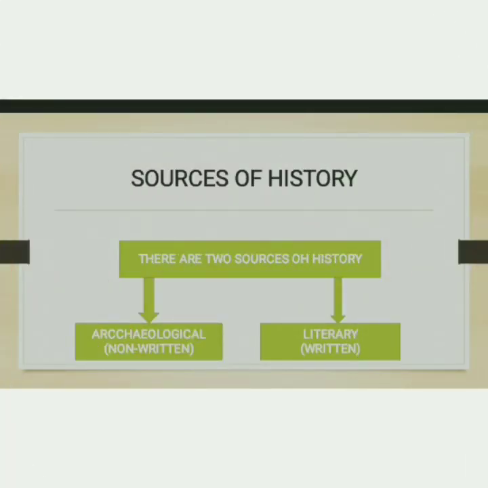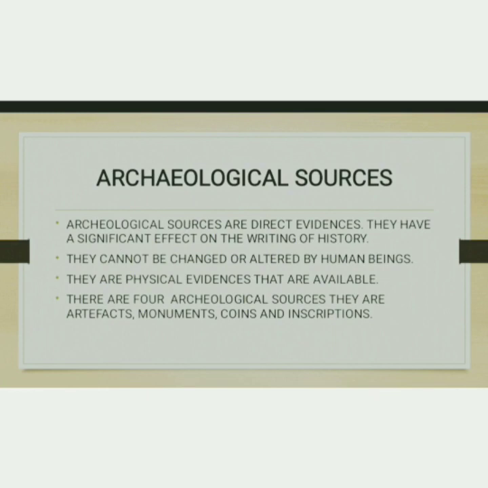There are 2 sources of history, that is archaeological and literary. Archaeological is a non-written and literary is a written form. Archaeological sources are direct evidences. They have a significant effect on the writing of history. They cannot be changed or altered by human beings. They are physical evidences that are available.